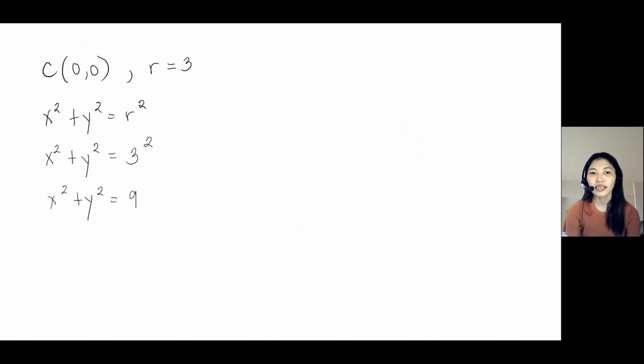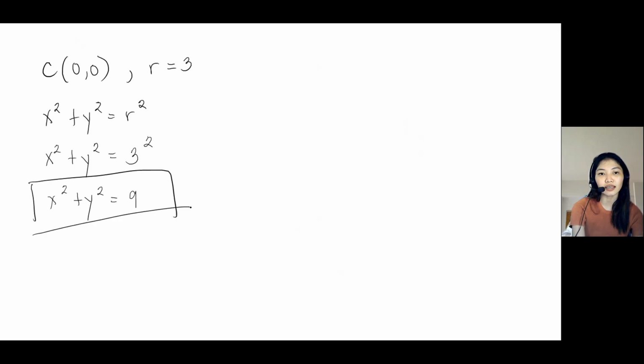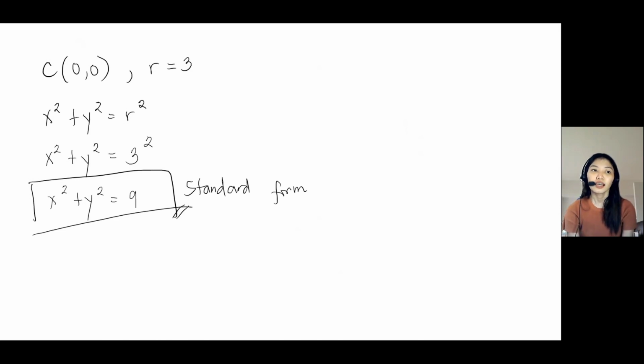So why is it 9? The exponent will tell you how many times you need to multiply the base by itself. So 3 squared is just the same as 3 multiplied by 3, and 3 multiplied by 3 is equal to 9. So this is the equation of the circle in standard form. Again, this is the standard form of the equation of the circle with center 0, 0 and radius equal to 3.